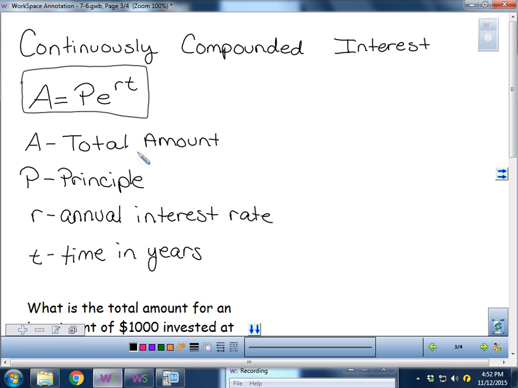A is the total amount. P is the principal. If you don't know what principal is, it's the amount that you start with. R is your annual interest rate, and you always put that as a decimal. So if it was 6% interest, it would be 0.06. And then t is time in years, or the length.